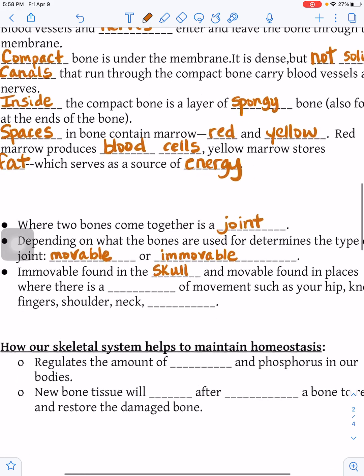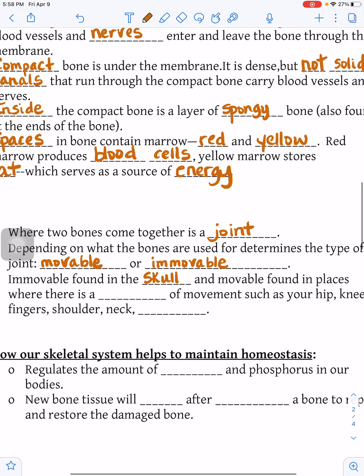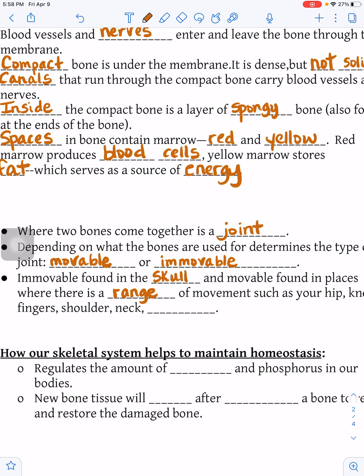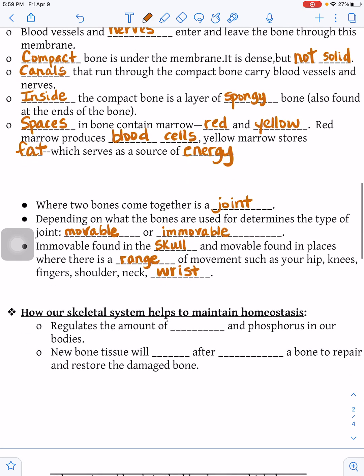And movable is found in places where there is a range of movement, such as your hip, your knees, your fingers, your toes, your shoulders, your neck, your wrist. Those are just some places I wrote where you have movable joints because there's a range of movement in some way: back and forth, gliding, around motion. So those are movable joints where two bones come together, but there's a range.